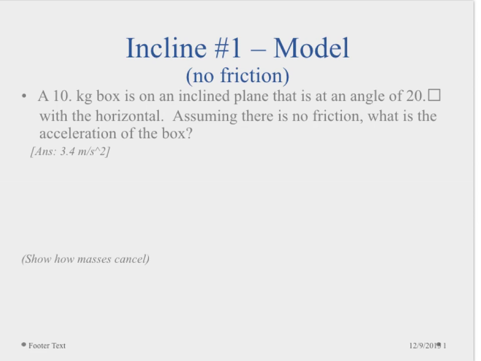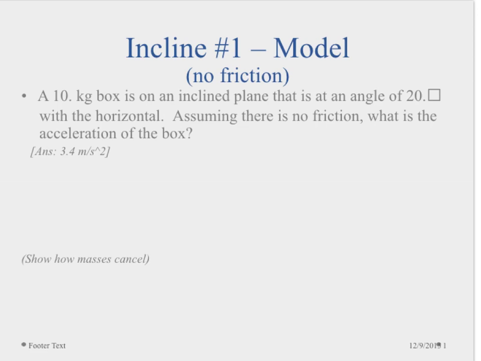Alright, so we now know how to draw free body diagrams of objects on inclined planes. We know how to break the gravitational force down into components, the F perpendicular and F parallel, and now we've got to do some calculations with this. So let's apply our skills from before to this particular problem. I'm going to model one for you, then you're going to do one as a group.